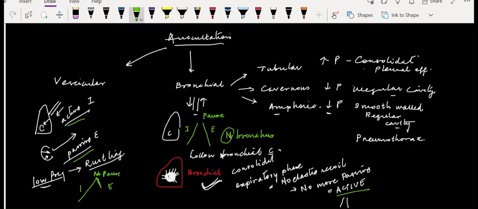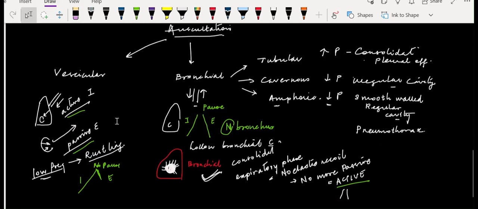Normally, it is present on the bronchus, so on the trachea, on the bronchus in the interscapular spaces. If you place your stethoscope on the trachea, you are going to normally hear the bronchial sounds. But if you hear bronchial sounds over the lung, it means it is associated with some consolidation, some pleural effusion, some irregular cavity, some smooth walled regular cavity, or a pneumothorax. All right. Okay. Now, these were the normal sounds.